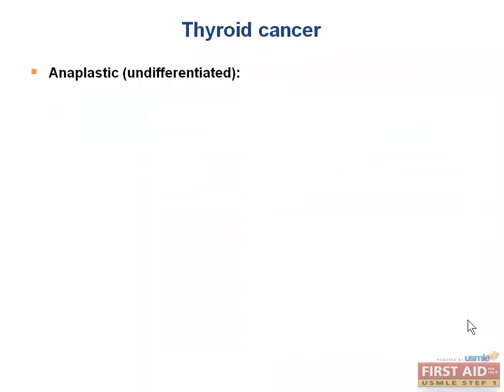Another commonly tested thyroid carcinoma is undifferentiated or anaplastic thyroid carcinoma. This is extremely rare and has a terrible prognosis when compared to the other types of cancers. It is much more common in elderly patients and is associated with a p53 tumor suppressor gene mutation.